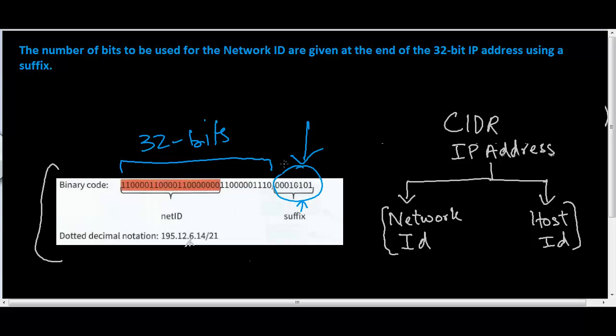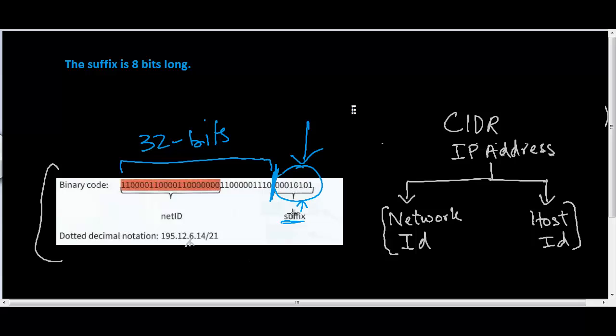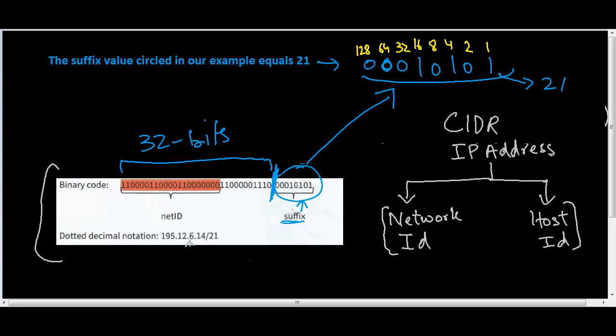And what you probably can't see clearly is that this is a slash, right here. So the first 32 bits are the IP address, and then there is some additional information given by the suffix. This suffix tells us how many bits are going to be used for the network ID in this IP address. Please note that the suffix is 8 bits long. The suffix value circled in our example equals 21.